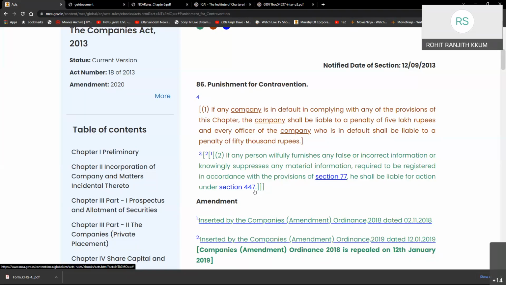So understand, do not take this chapter lightly. Charge is a very important chapter. Okay.